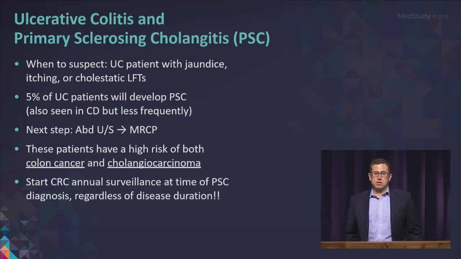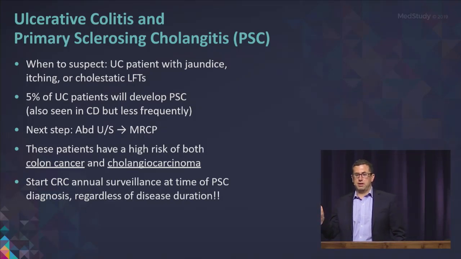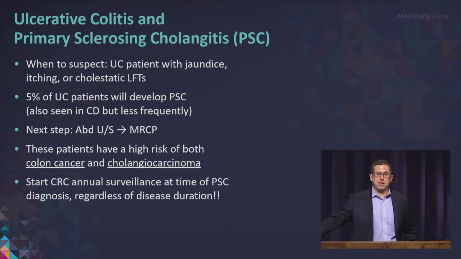So you should suspect PSC in any UC patient with jaundice, itching, or cholestatic LFTs, or even an isolated elevation in the alk phos. So 5% of UC patients will eventually develop PSC in their lifetimes. PSC could also be seen in Crohn's disease patients, but it's a little bit less frequent. Generally, the best test would be an MRCP because that could really get a good look at the bile ducts. And these patients have a risk of both colon cancer and cholangiocarcinoma.